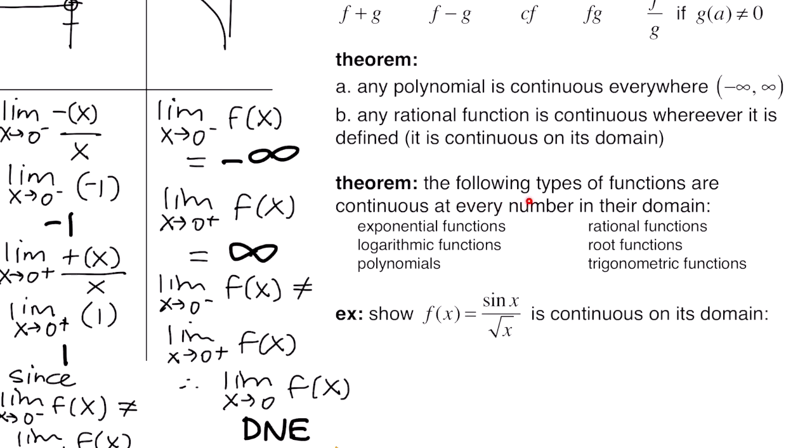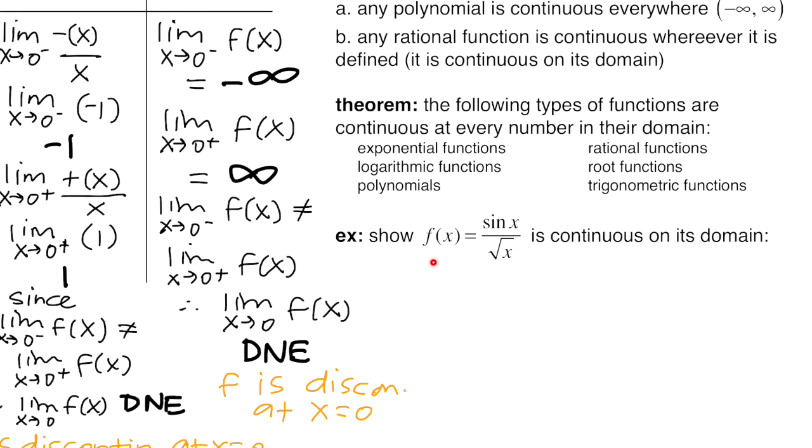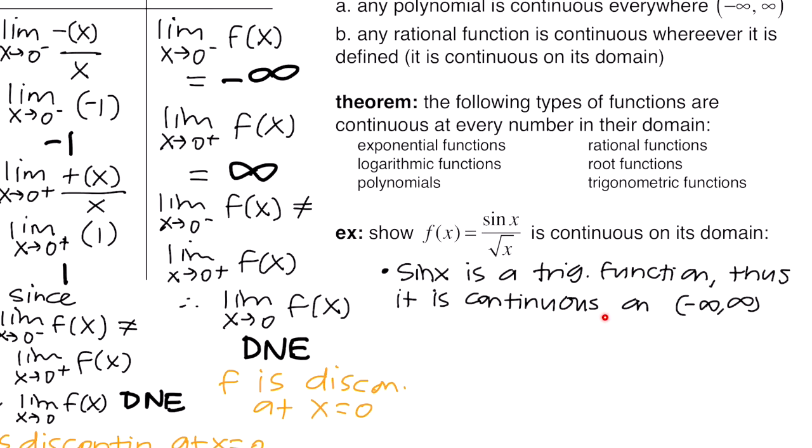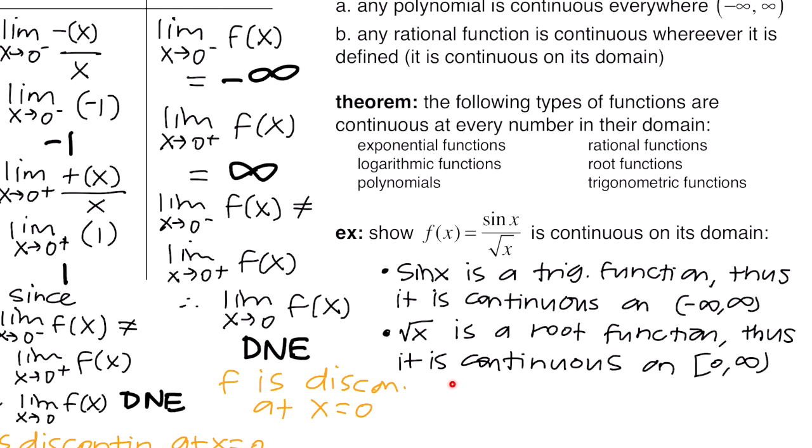And last, we have the following types of functions are continuous at every number in their domain. So you have exponential, logarithmic, polynomials, rational, root, and trig functions. This example says to show that f of x, which is equal to sine over square root of x, is continuous on its domain. So I just made a note that sine is a trig function, therefore it's continuous for all real numbers. Next, I have that the square root of x is a root function, therefore it's continuous from closed bracket 0 to infinity.